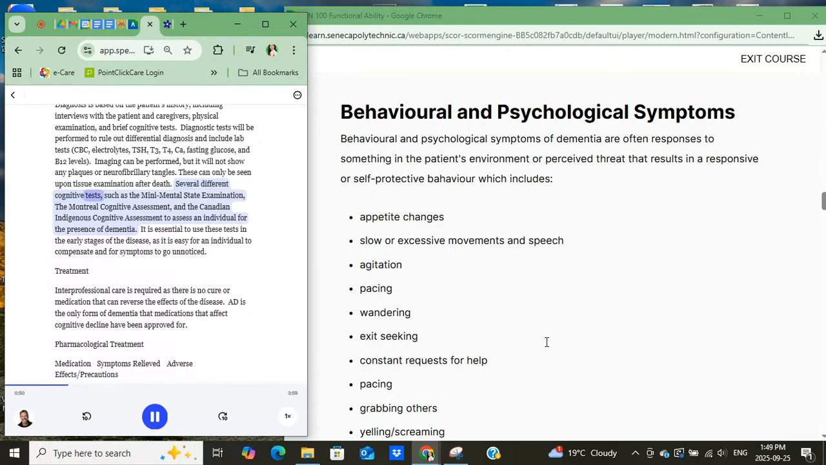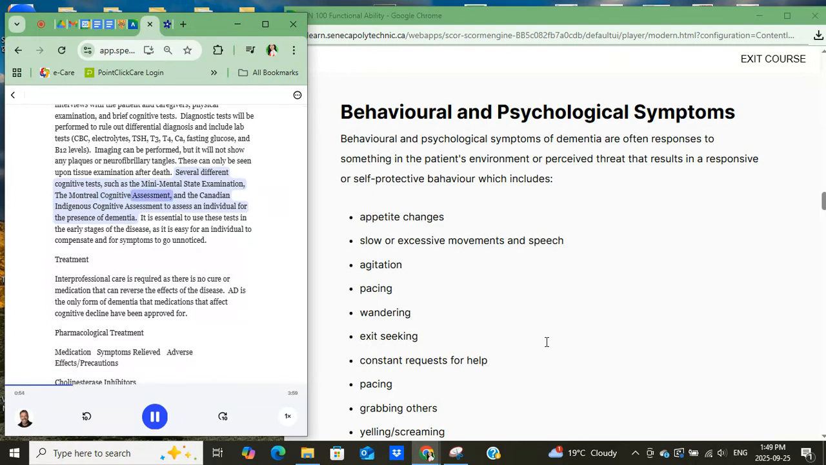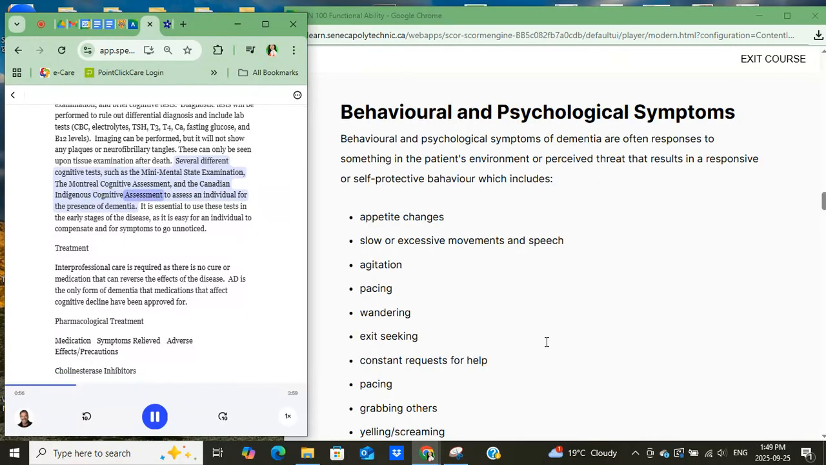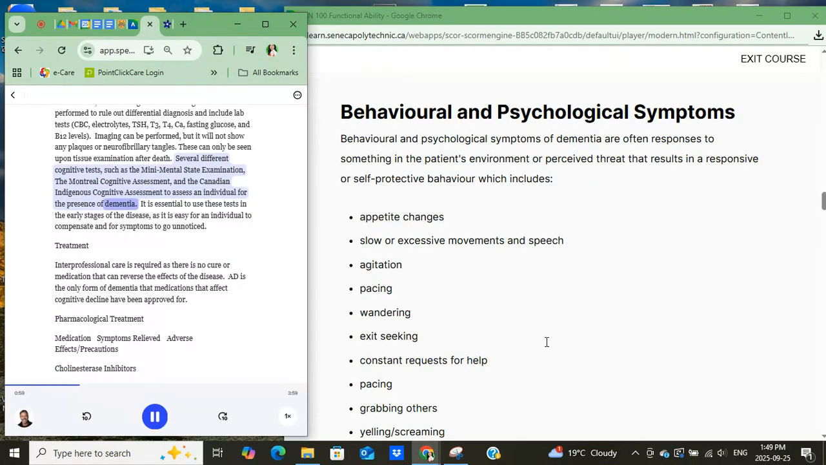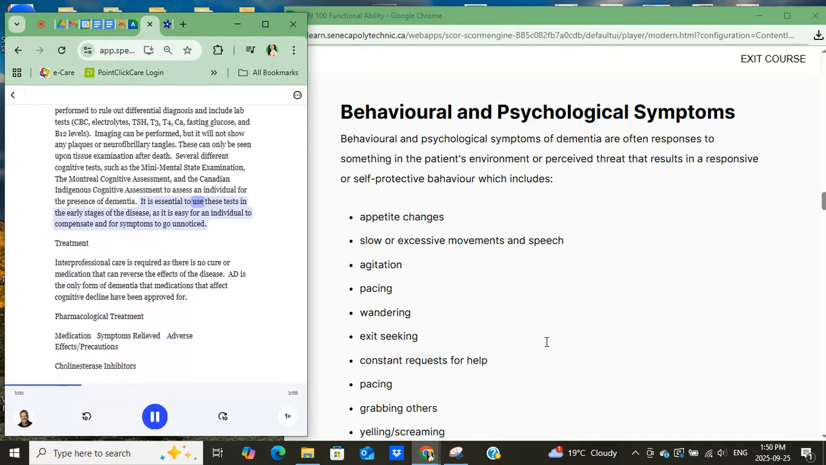Several different cognitive tests, such as the Mini Mental State Examination, the Montreal Cognitive Assessment, and the Canadian Indigenous Cognitive Assessment, are used to assess an individual for the presence of dementia. It is essential to use these tests in the early stages of the disease, as it is easy for an individual to compensate and for symptoms to go unnoticed. Treatment. Interprofessional care is required, as there is no cure or medication that can reverse the effects of the disease. AD is the only form of dementia that medications that affect cognitive decline have been approved for.